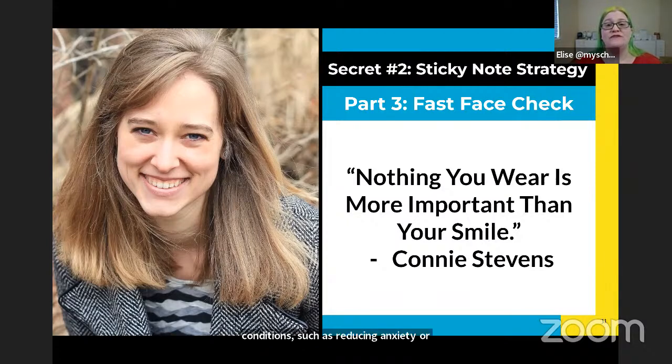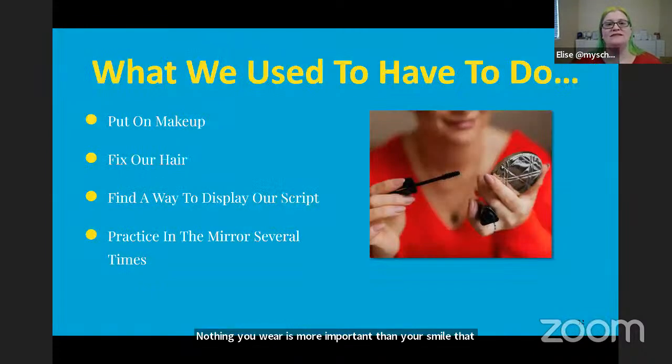So if you're feeling nervous or downright terrified to hit record, paste a big smile on your face and do it anyway. Connie Stevens puts it like this: nothing you wear is more important than your smile. Now, you don't have to look perfect. People will relate to you more when you don't look perfect.